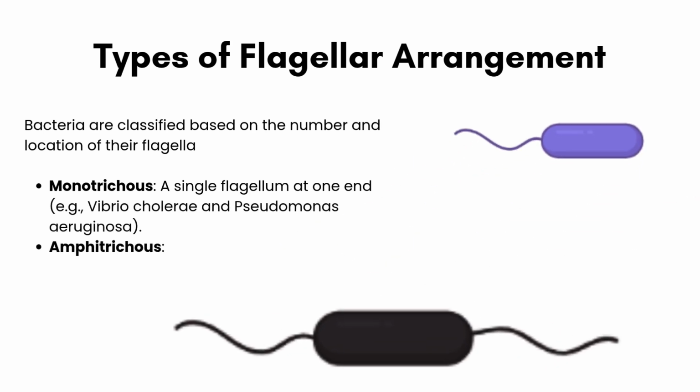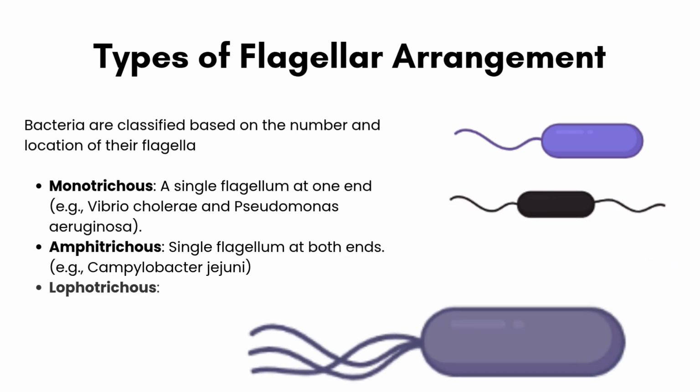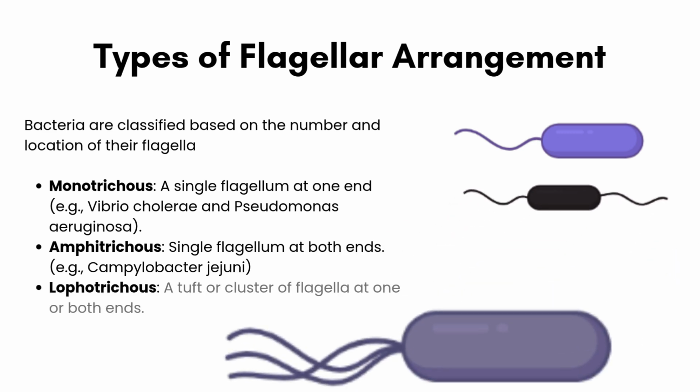Amphitrichous bacteria: a single flagellum attached at both ends of the bacteria. For example, Campylobacter jejuni. Lophotrichous bacteria: a tuft or cluster of flagella at one or both ends of the bacteria.